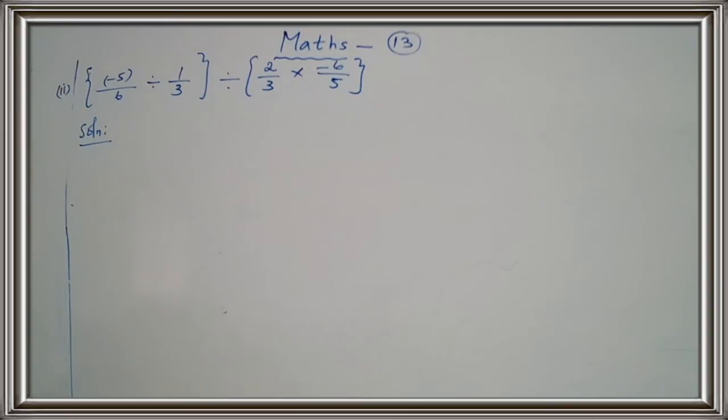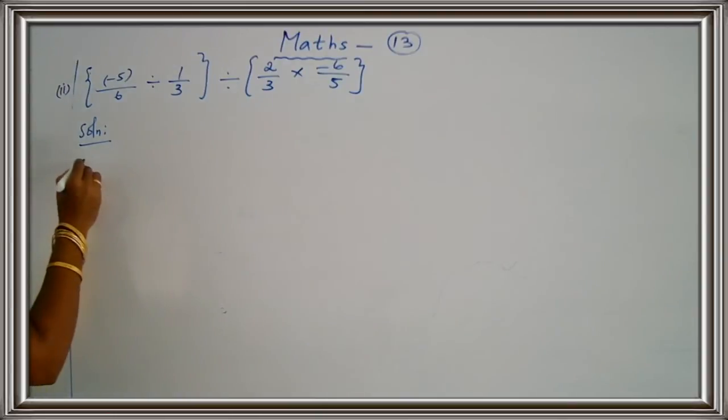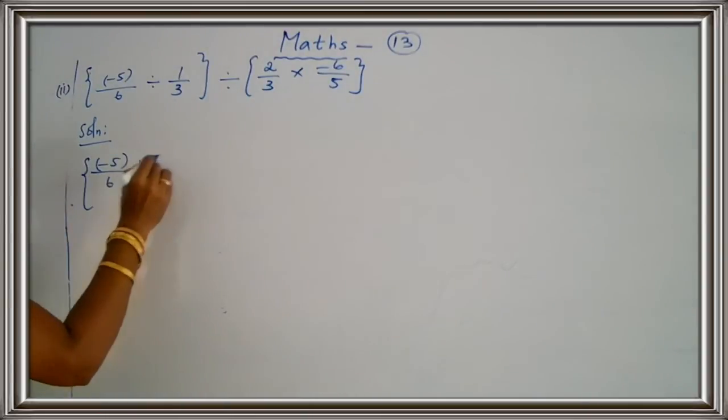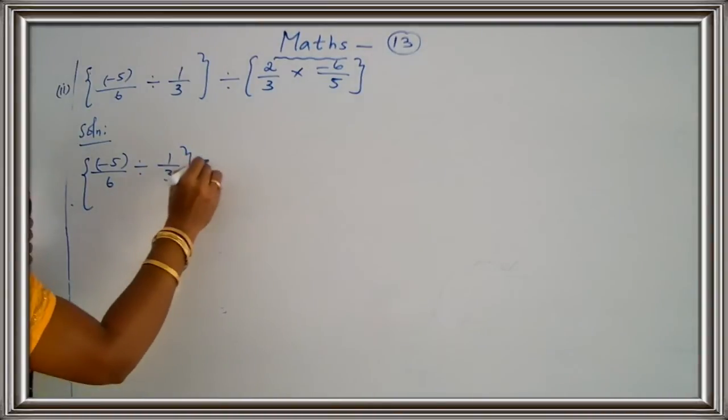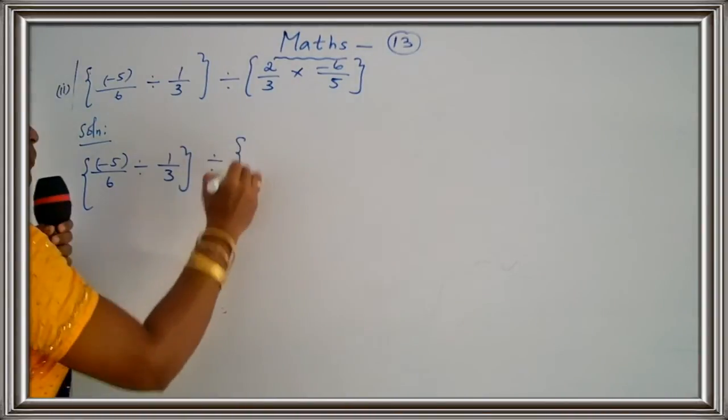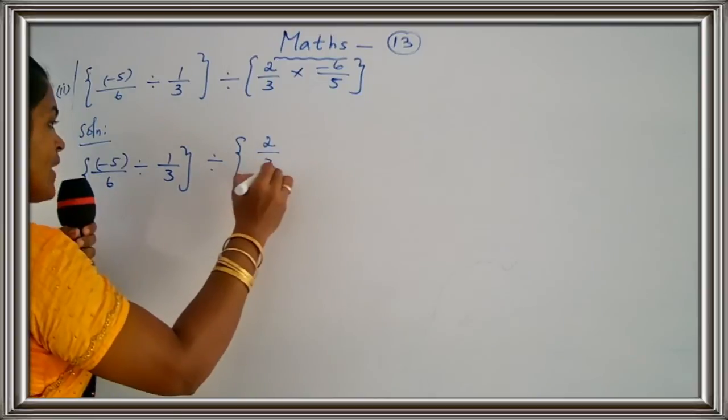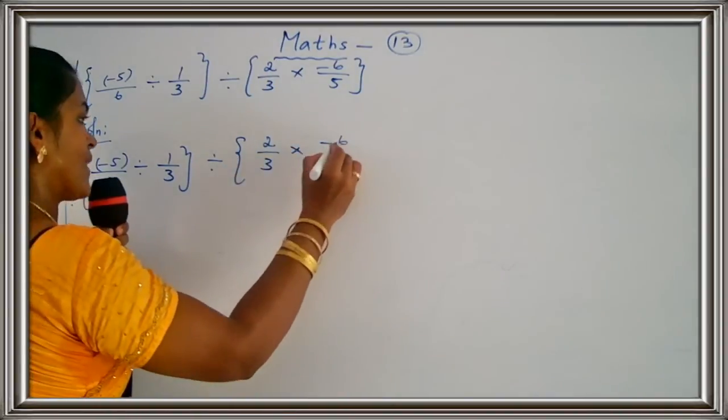Minus 5/6 divided by 1/3. So here is which operation? Division. Okay, then another bracket, 2/3 into minus 5/6. So here multiplication. One bracket inside division operation, and another bracket inside multiplication operation. Okay. So first of all, to find the value of inside the bracket.